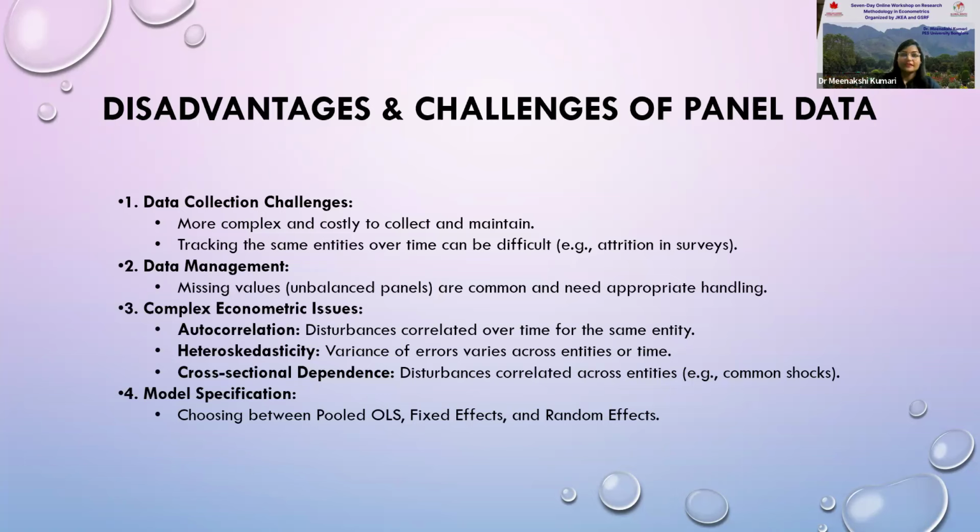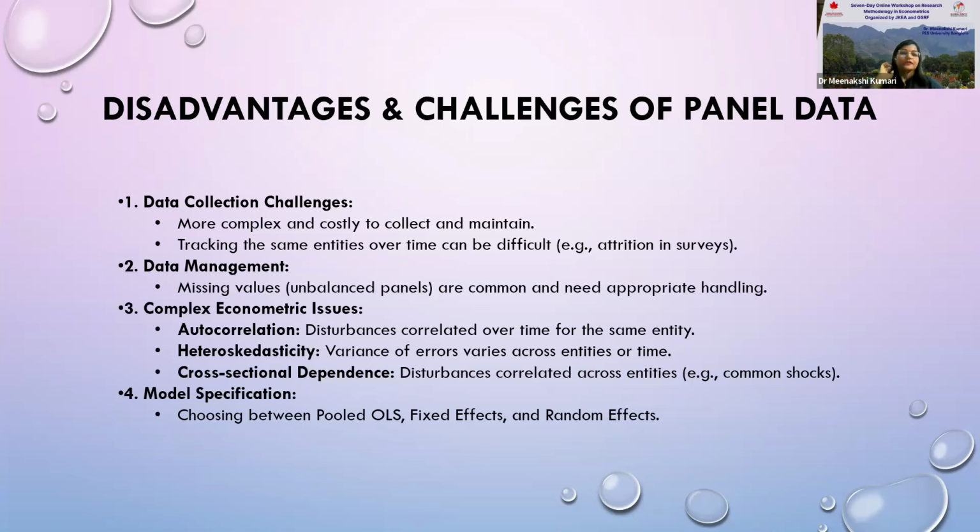Again, if you are dealing with some current or burning issues, tracking the same entities over time can be very difficult, right? Attrition, for example, in service is a big possibility. Again, if you have collected data for 25 years, definitely there will be some missing values. Missing values mean an unbalanced panel. And if it is an unbalanced panel, you need a lot of effort to make it ready for panel data analysis. It's common and it needs appropriate handling. So this is one disadvantage, or you need proper domain knowledge of panel data.